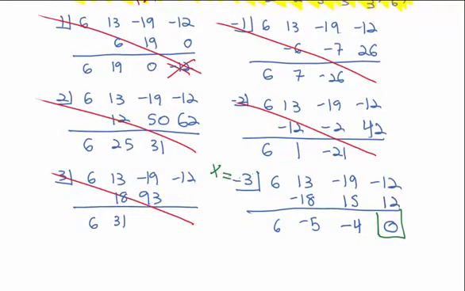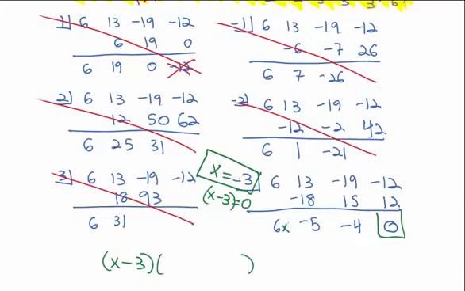X equals negative 3 is a solution, or a factor. To get the factor, we have to add 3 to both sides to make it equal to 0, right? X plus 3 equals 0. So x plus 3 is a factor of our original problem. What's left becomes the remaining factor, and if you remember, we started with x cubed, so we will do x squared, x, and constant: 6x squared minus 5x minus 4.